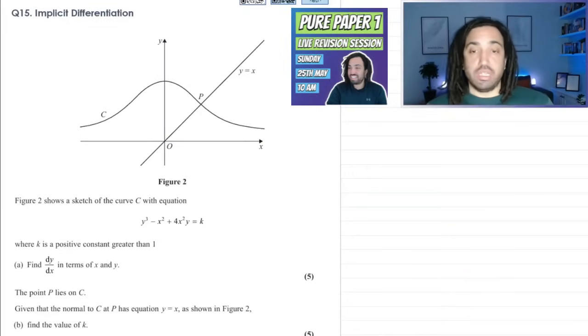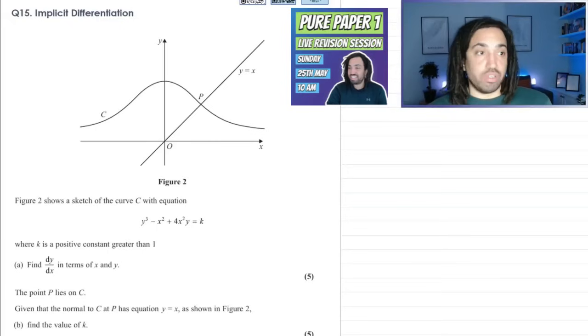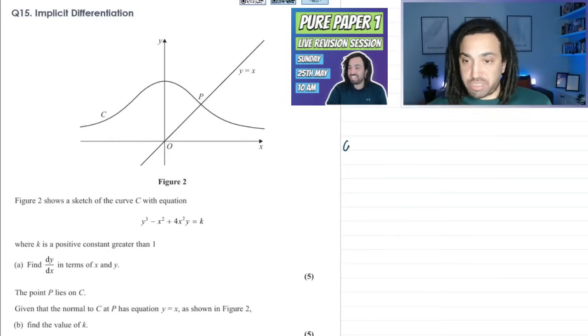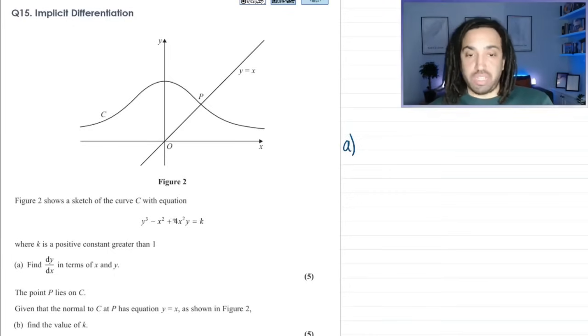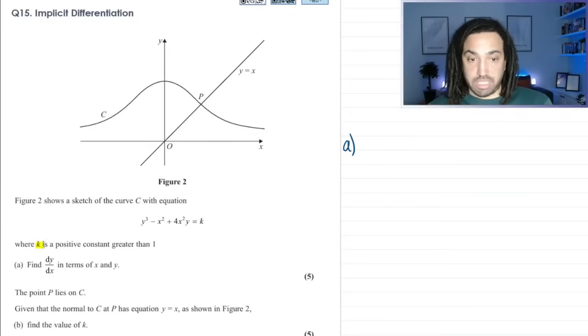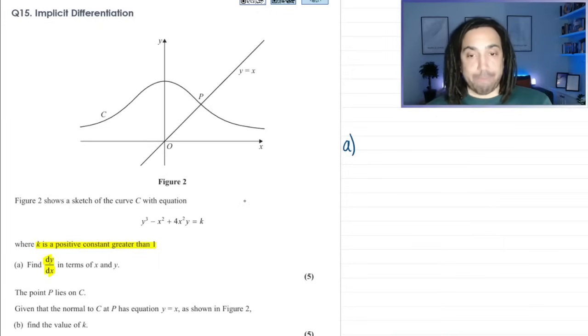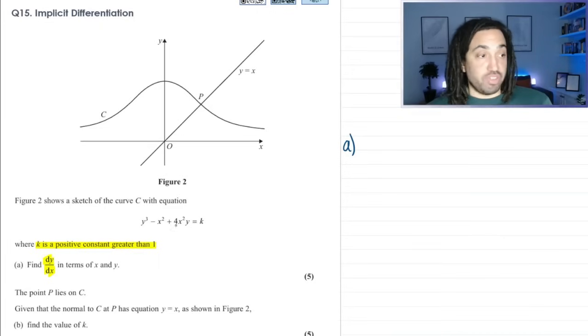Beautiful. Okay, a really lovely question here. These implicit differentiation questions do tend to be very nice. Okay, so we've got a function, got the sketch of it as well, and it says k is a positive constant greater than 1. Okay, that's useful to know. Find dy by dx in terms of x and y. Beautiful. So, we're going to differentiate this function with respect to x.